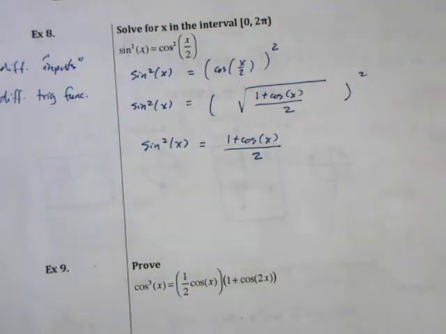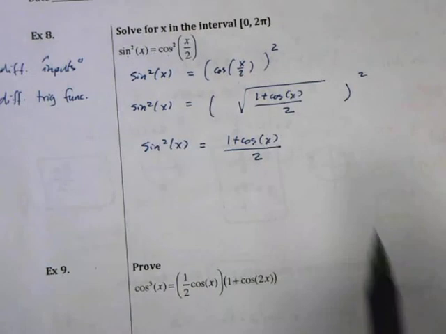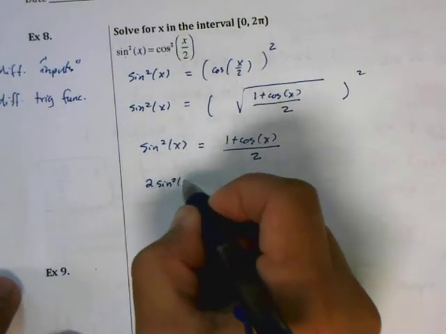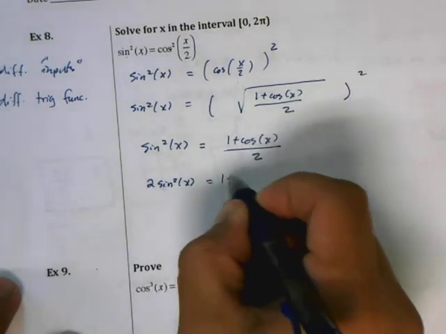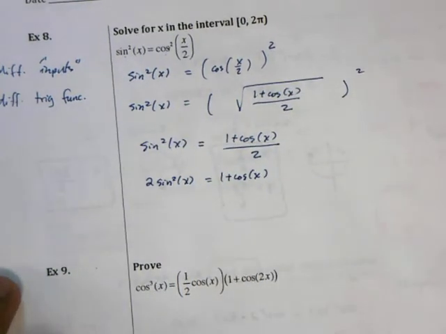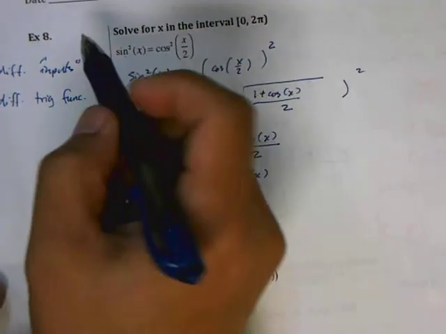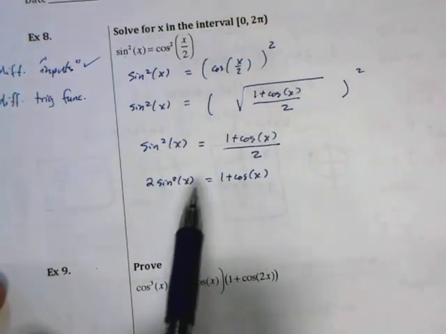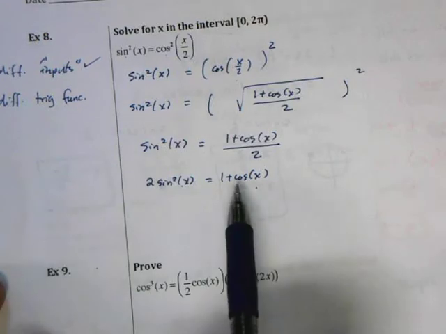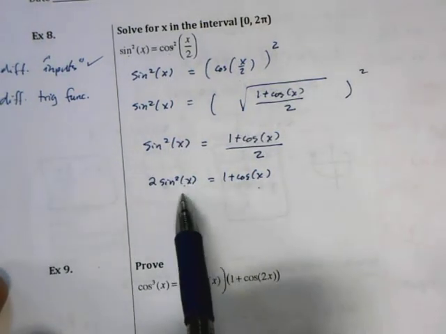And for the sake of simplicity of not having to deal with fractions, I'm just going to multiply both sides by 2. And then remember that now we got the inputs to be the same, that we have x here and x, but the trig functions are still different. And I don't know how to convert cosine into sine, but I do know how to deal with sine squared.